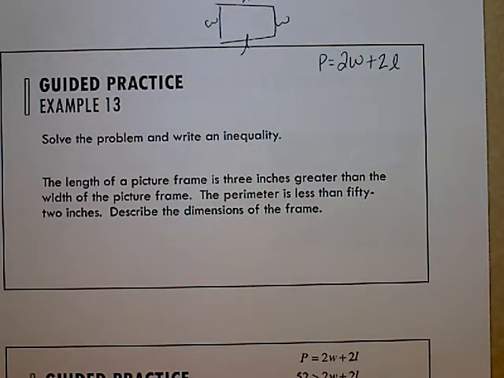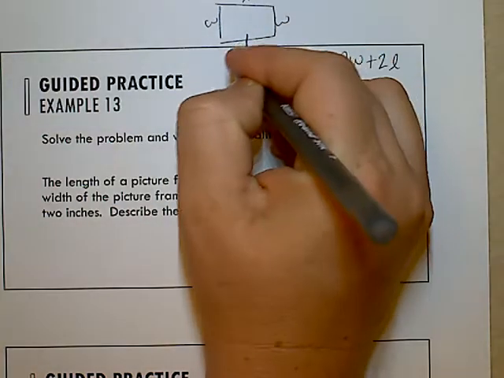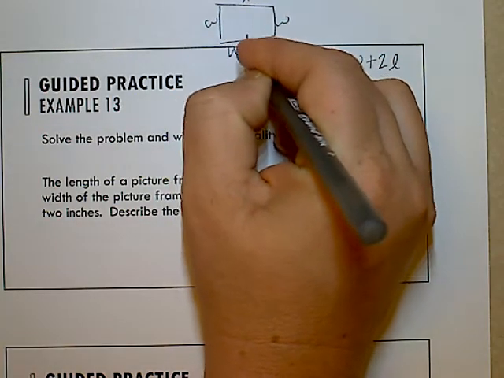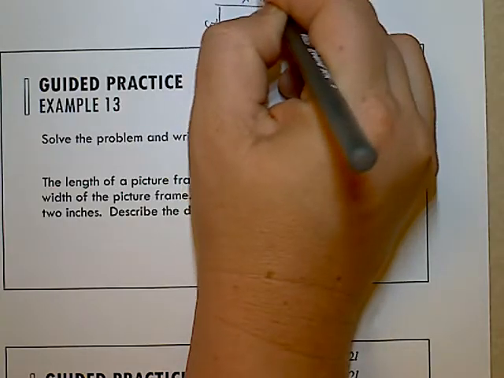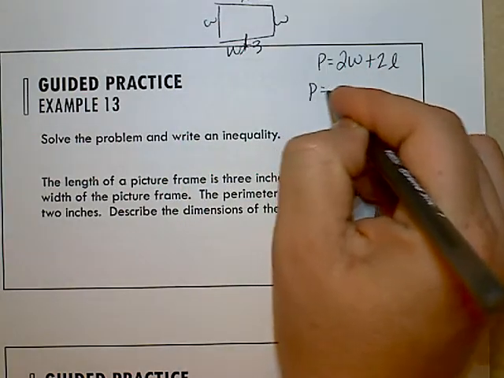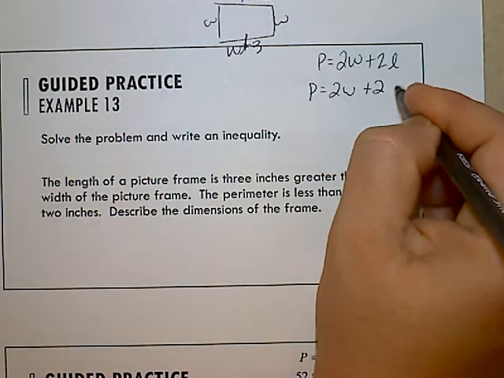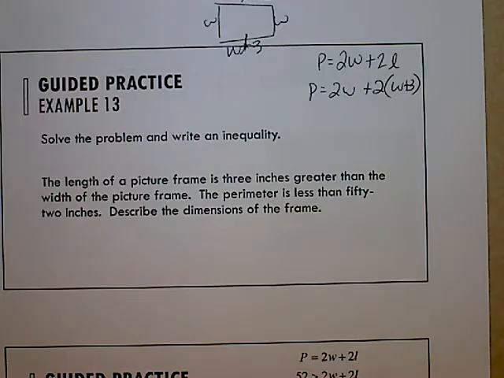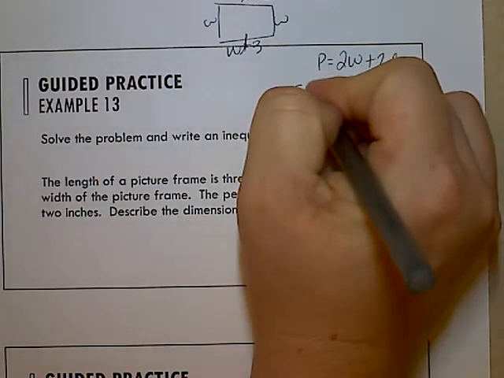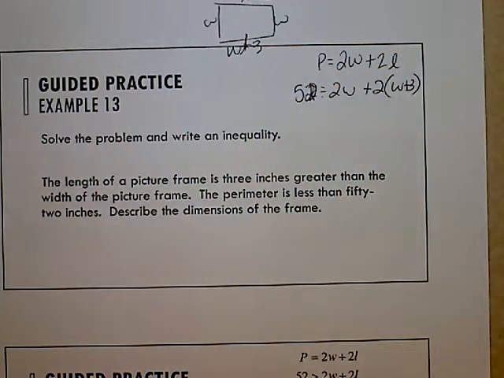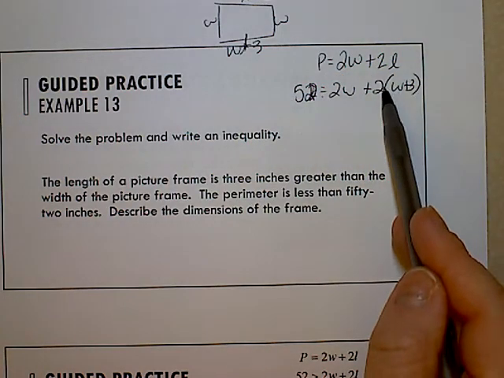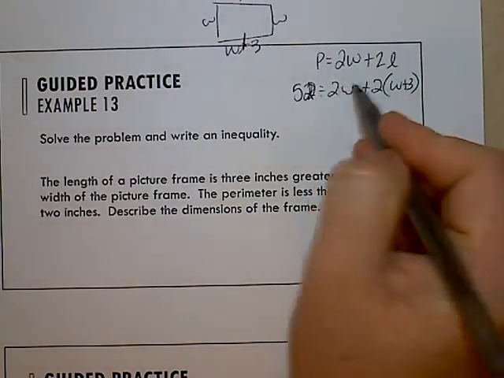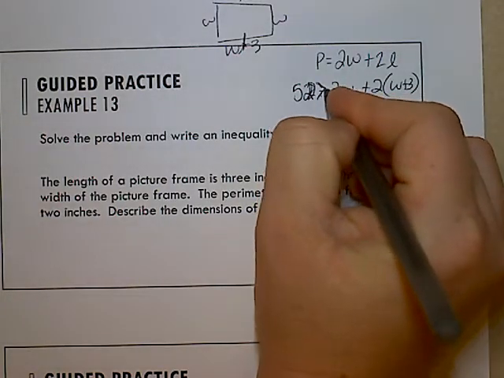And we know that the length is 3 more than the width. So if this is the width, then the length is 3 more than the width. So width plus 3, width plus 3. So now I can replace the length with width plus 3. And keep in mind that the perimeter is not equal to 52, this quantity must be less than 52. So this amount must be less than 52.